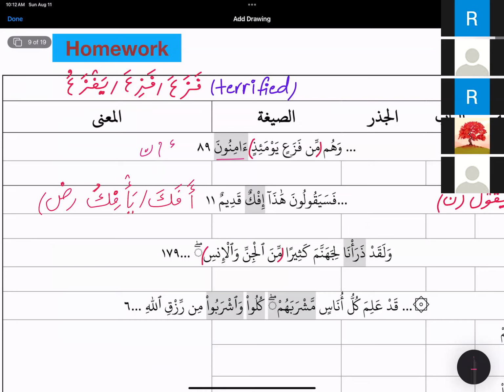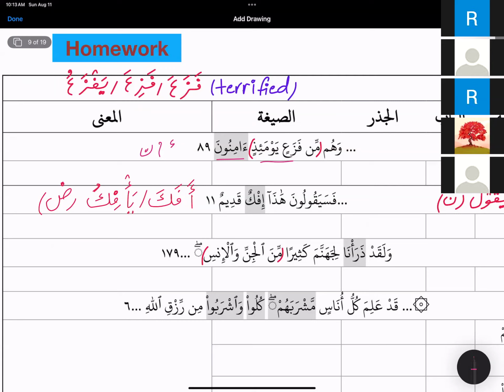Aminun. What kind of sentence are we looking at? Jumla ismiya. Min faza'in yawma izin. What is that? From, mubtada. The terror of that day. So what is our mubtada? Min faza'in yawma izin, right? Why am I putting both faza'in and yawma izin together? Because they are chained together. How? Min is harf jar, faza'in majroor, and then faza'in yawma izin is mawsuf and sifa. Yes, the terror of that day, right? Wahum min faza'in yawma izin. So they are together, and this is our mubtada over here.